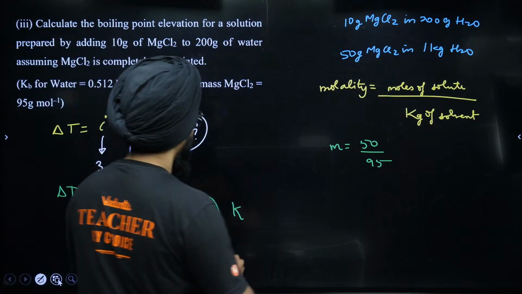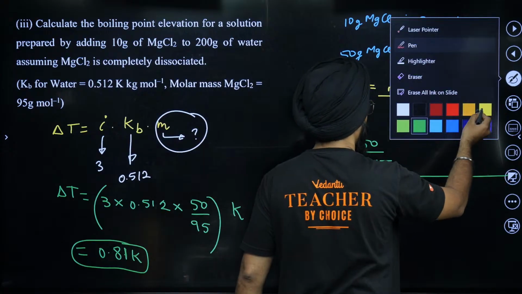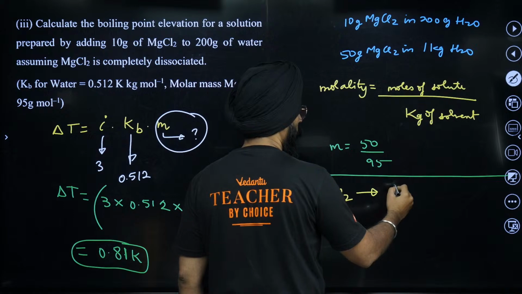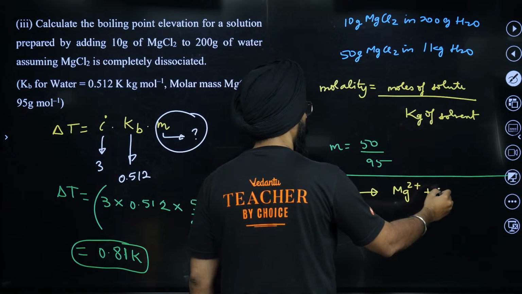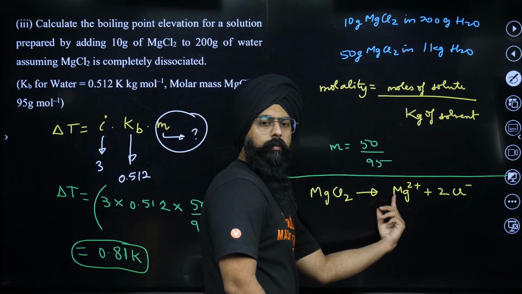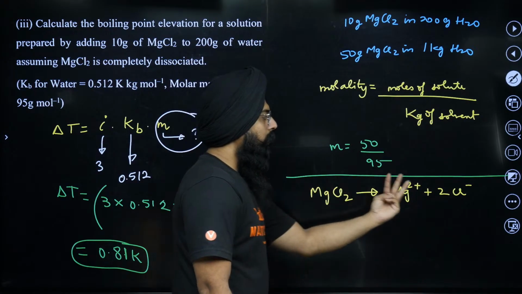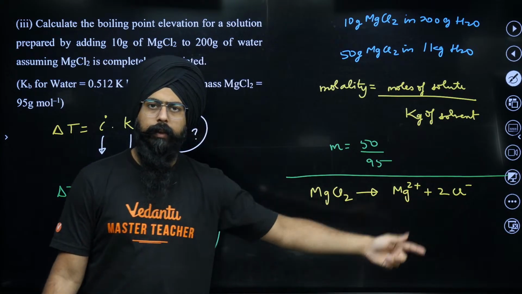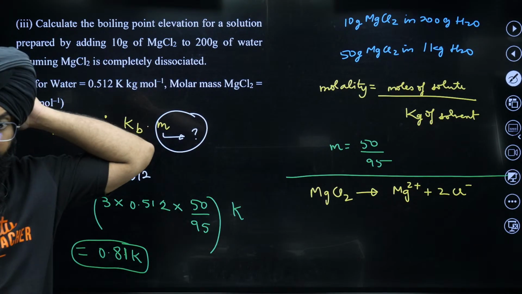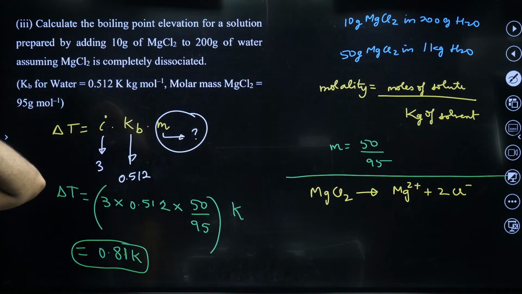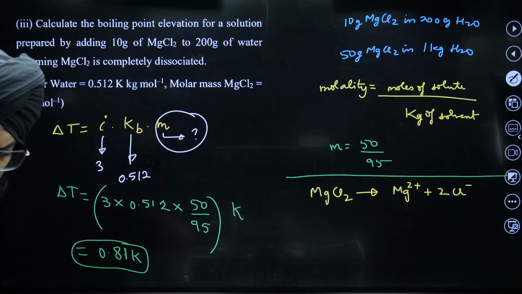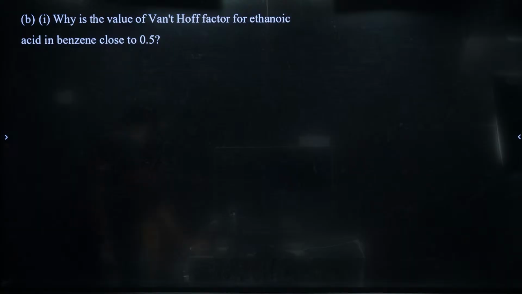Scar is asking, how is the Van't Hoff factor 3? I will tell you. Because MgCl2 will break apart into Mg2+ plus 2 times Cl-. So 1 particle gives me 3 particles, 1 plus 2 is 3. So since 1 particle is giving me 3 particles, the Van't Hoff factor is 3. Got it? Cool, very nice. Next question.